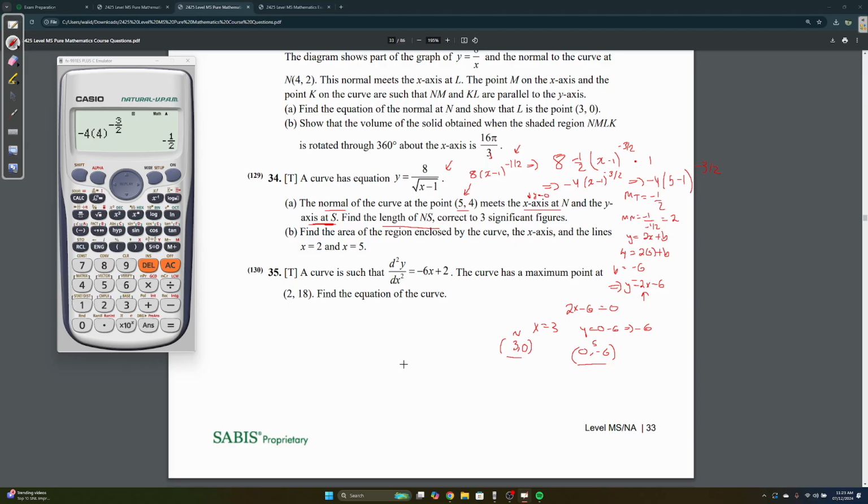How do you find it? Distance formula: the square root of (x2 minus x1) squared plus (y2 minus y1) squared. So root of (0 minus 3) squared plus (minus 6 minus 0) squared. Let's do it on our calculator. Let's just put 6 squared and 3 squared, for simpler purposes. To 3 significant figures, it's going to be 6.71.